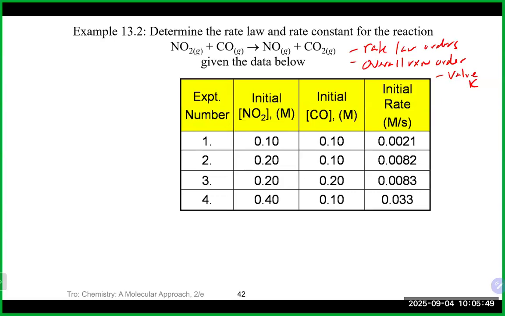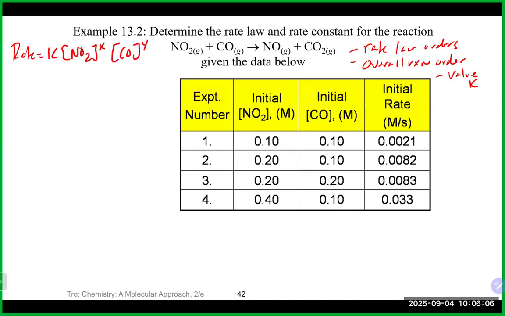Okay, so let's take a look. So once again here, we got 4 entries. We're going to try to find our rate law. So we can just start with the generic rate law there. The rate is equal to K, NO2 to the X, and we'll go with CO to the Y here.